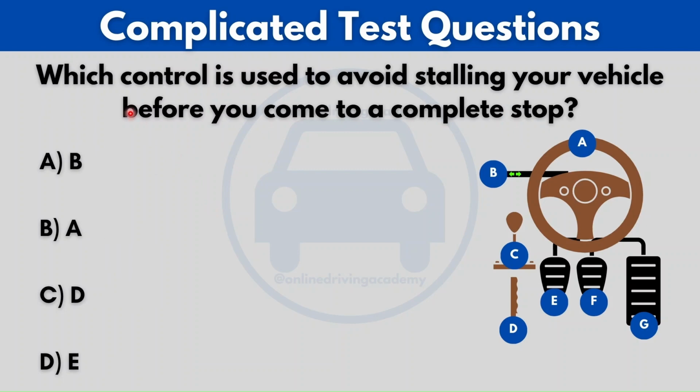Now, our next question asks, which control is used to avoid stalling your vehicle before you come to a complete stop? Now, is it your steering wheel? Is it your gear lever? Is it your handbrake? Or is it your clutch? I mentioned these four because these are the four options that we have been given. And out of these four, only the clutch will help us. Because remember, your clutch will disengage the gear. And if you're going to leave your vehicle in gear and come to a complete stop, your vehicle will stall and it will switch off.